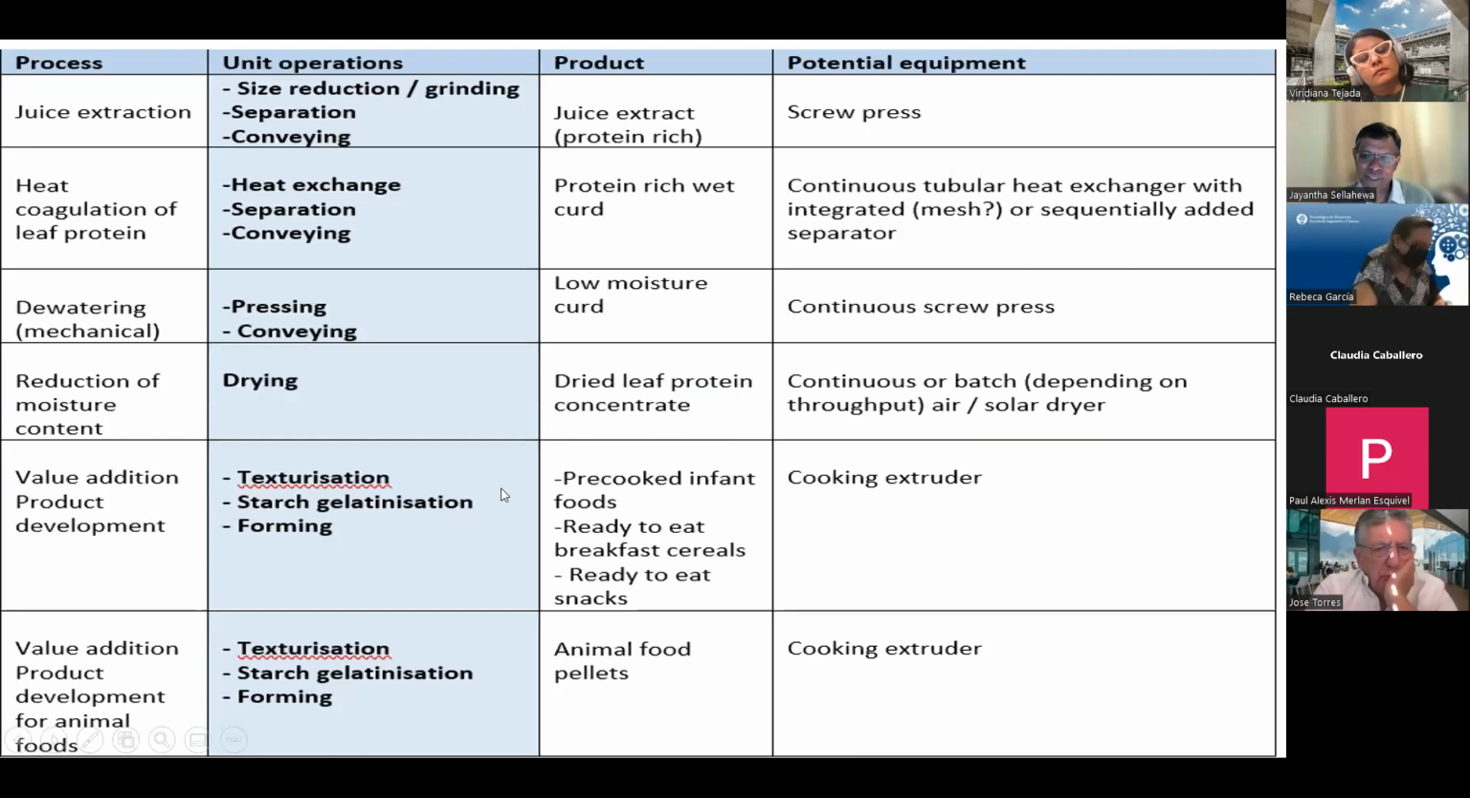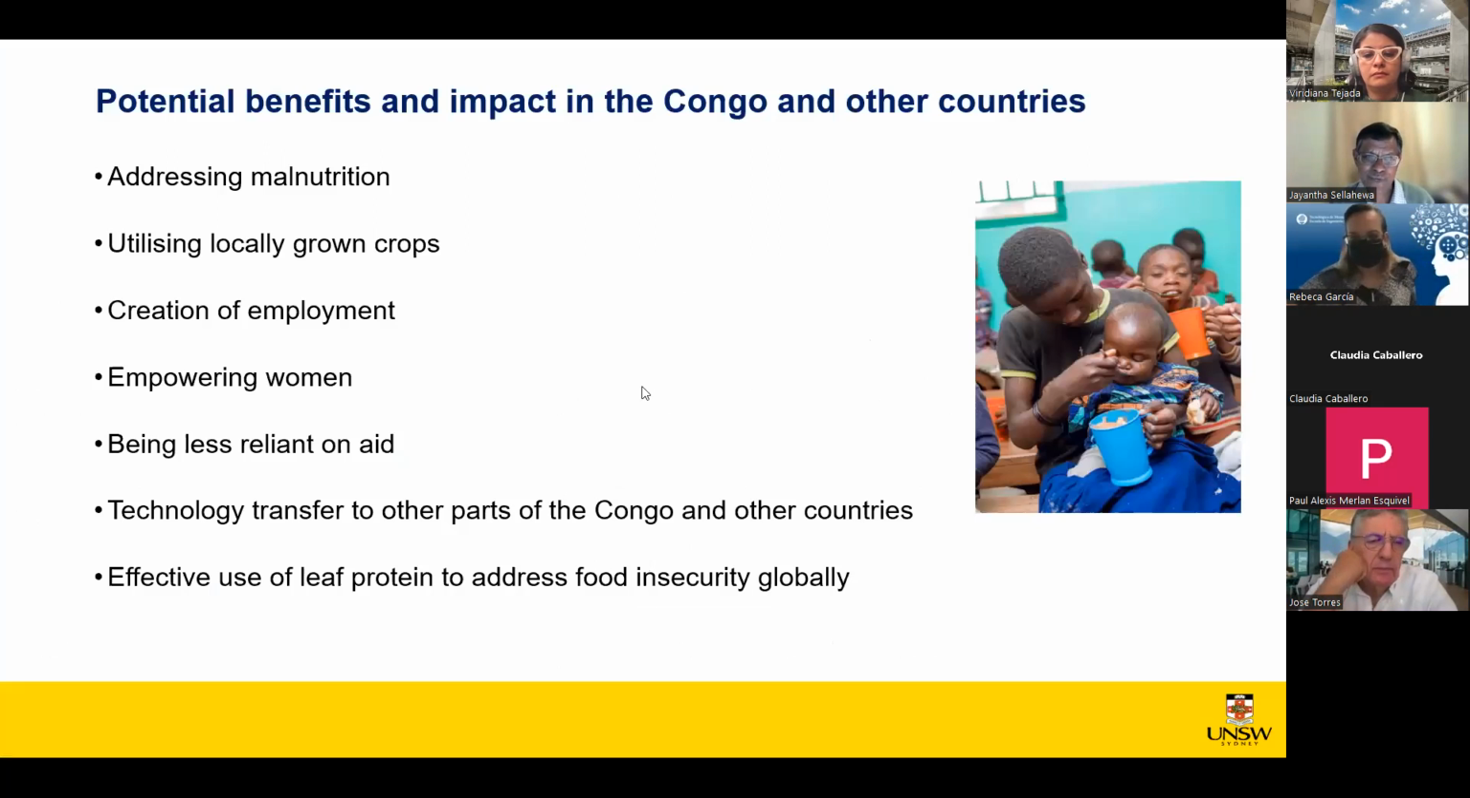Now, although this looks simple, if you dig deeper and look at each process, you can see there are many unit operations we are familiar with, from size reduction to separation technology to texturization to functional changes, and we have to select or develop equipment to do this on a continuous basis.